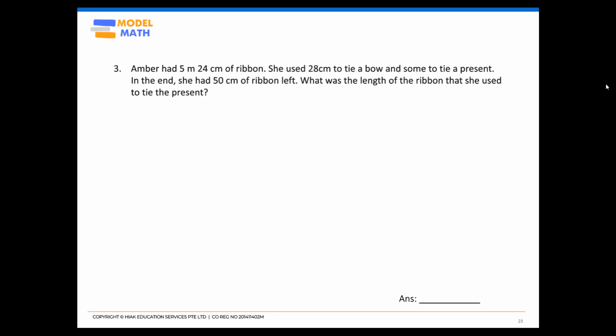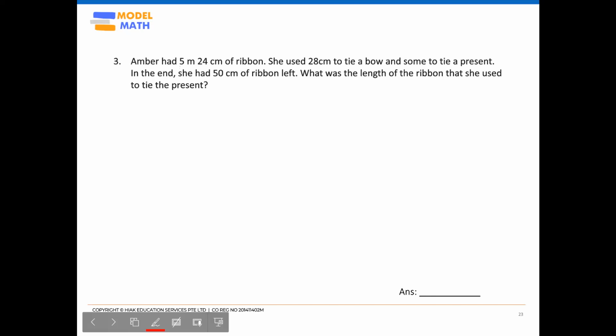Before we start this question, it is useful to realize that one of the values is expressed in both meters and centimeters. That would be the amount of ribbon that Amber had at first. So in order to change this from meters and centimeters to just centimeters, we need to remember that 1 meter equals 100 centimeters. So for the first part, let's convert 5 meters and 24 cm to centimeters.